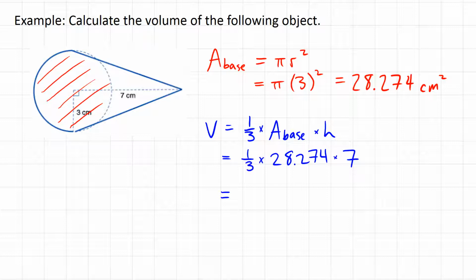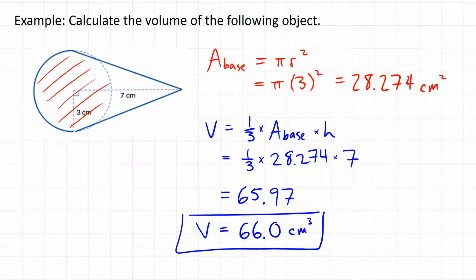So what I get when I do this multiplication is 65, and we're going to have an interesting rounding scenario again. So I get 65.97 rounding to 2 decimal places, which rounding to 1 decimal place would be 66.0 cubic centimeters. So make sure that you're able to do that calculation that's in this step here.